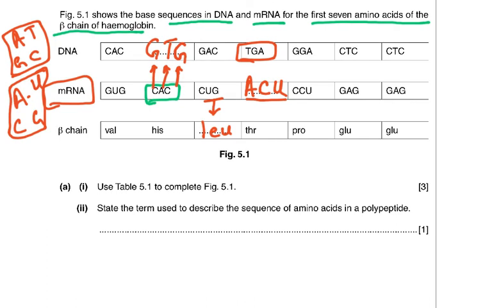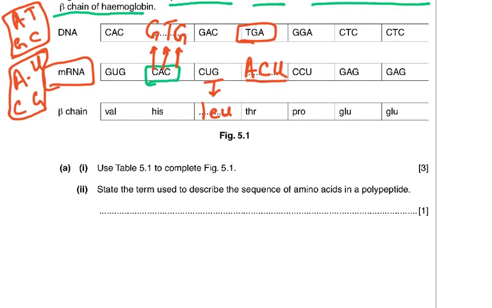Then it says use table 5.1 to complete figure 5.1. State the term used to describe the sequence of amino acids in a polypeptide. That's the primary structure. Primary structure is made up of the number and sequence of amino acids. It's made up of peptide bonds only. P for primary, P for peptide bonds. So primary structure.